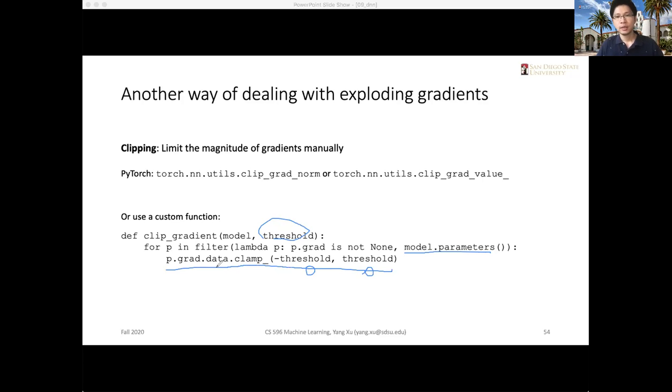I think people can adopt both ways. Clip gradient, this manual way, should be enough to reduce the risk of exploding or vanishing gradients. So at least this is a more common way that I use.